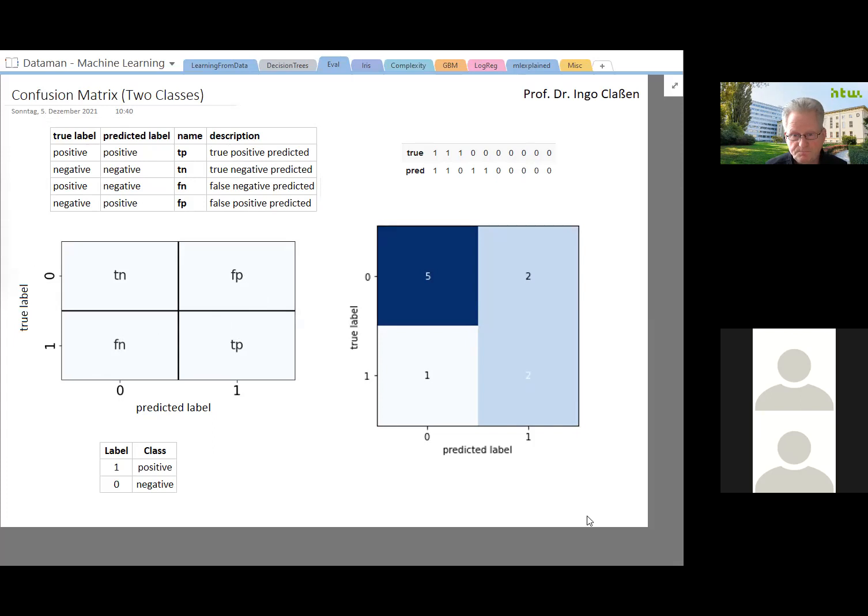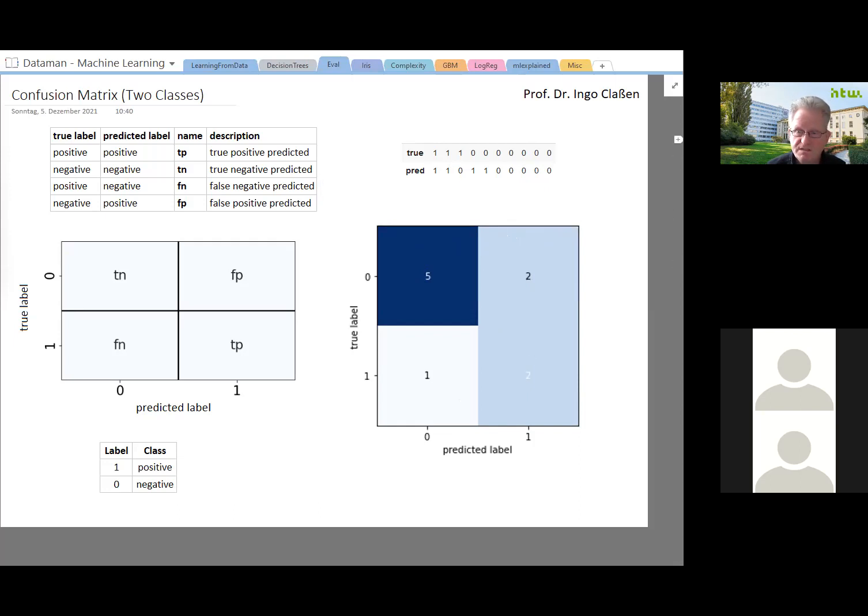Okay. What we can do now is just count. For example, we have 5 true negatives, 2 true positives, 1 false negative, and 2 false positives. So this is our confusion matrix, and this is the basis for the calculation of our metrics.